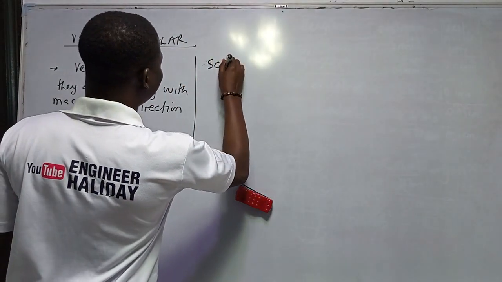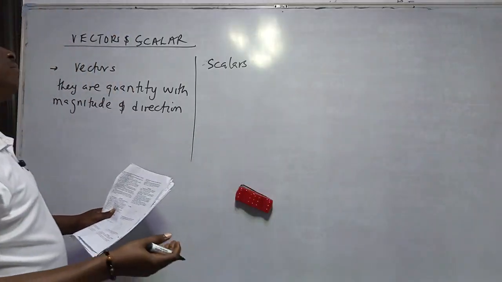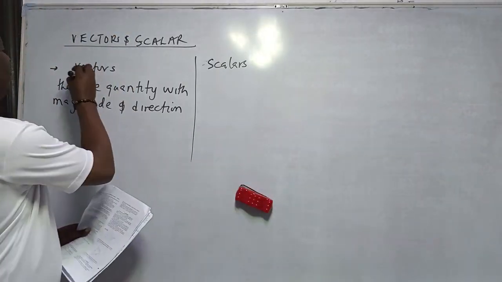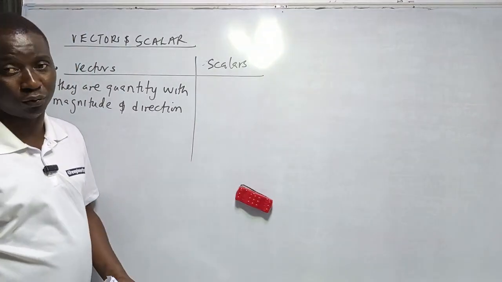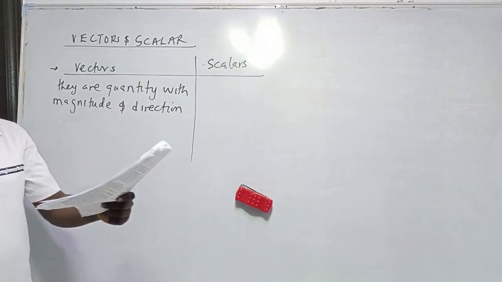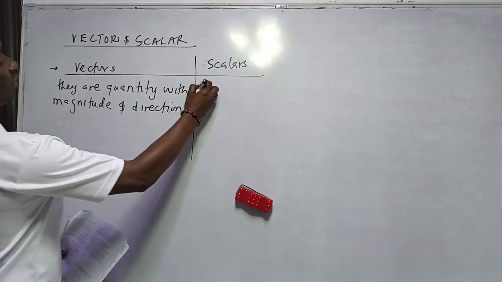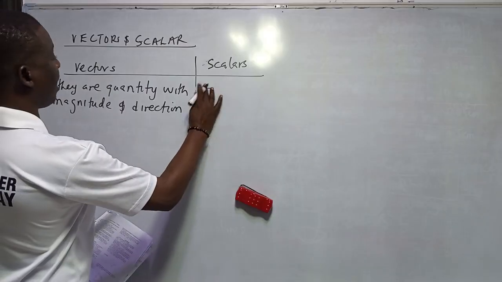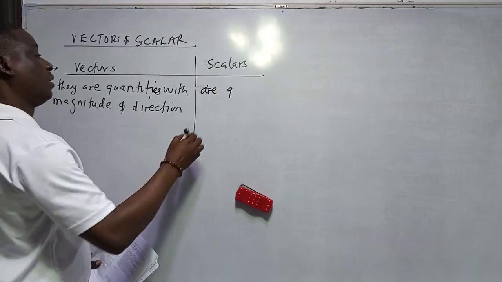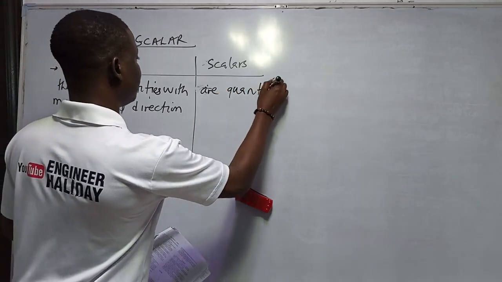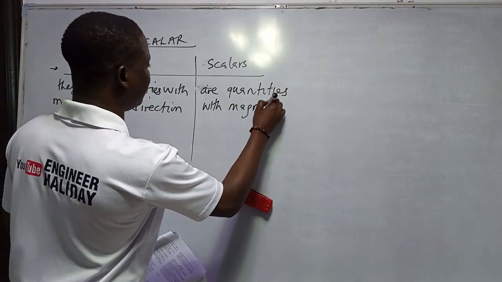Don't forget, scalars are quantities that have magnitude but no direction. So we can have in a family where one will be conductor and one will be doctor. It's possible. So scalars are quantities with magnitude only.